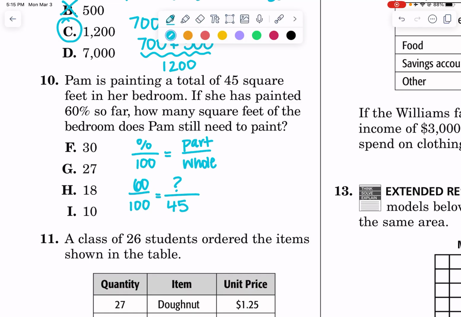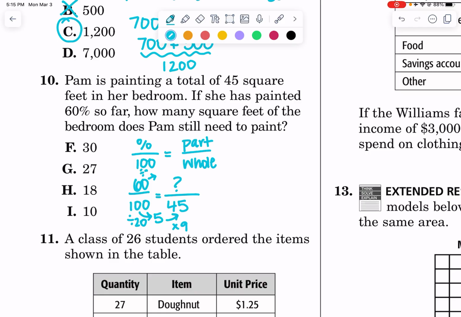So let's use that as a stepping stone. We're going to make 100 become 5, and then 5 become 45. How can 100 become 5? If I divide by 20, and then how can 5 become 45? I need to multiply by 9. So I'm going to do both of those things to the number on top.